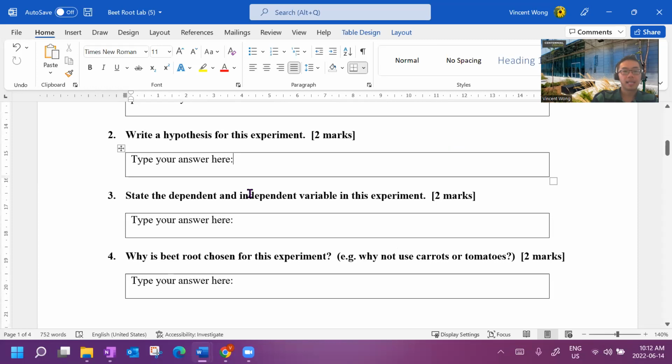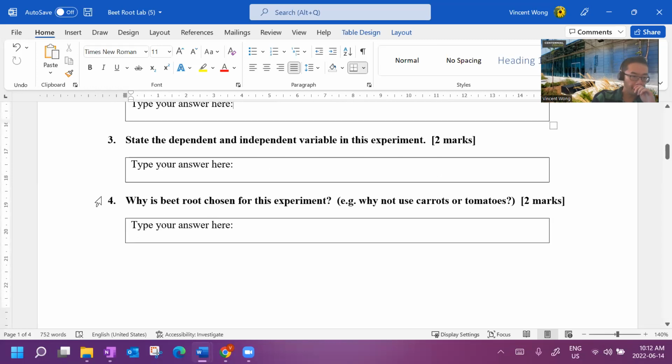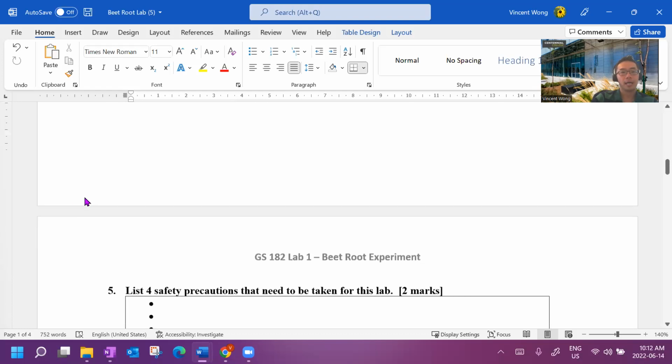State the independent and dependent variable. That should be very straightforward. This one is another one that people get a little bit confused about. Why is beetroot chosen for this experiment? So why not choose something else? Why not choose carrot? Why not choose tomato? I mean, beetroot is red, and tomato is red, right? Carrot is orange. How come we don't use those things for the experiment? So you have to think about that.